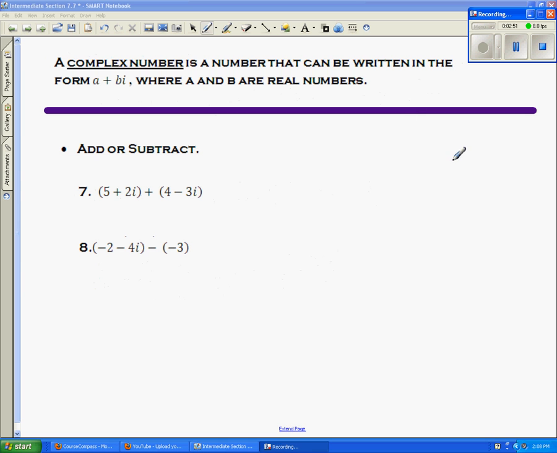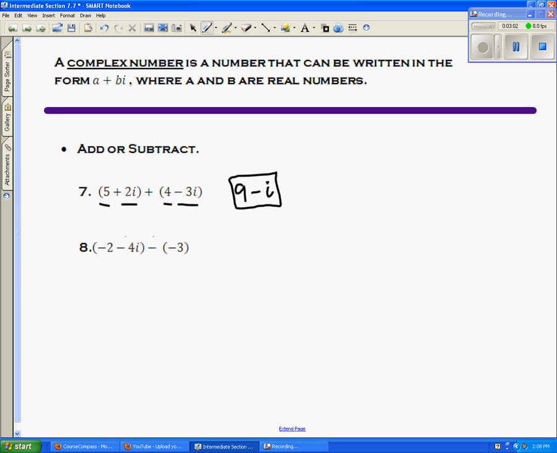Next, we're looking at complex numbers. We're going to add or subtract. It's like adding like terms. So 5 plus 4 is 9, and then 2i minus 3i is -1i. Distribute your negative down here, and that's just pretty much going to change the signs. So don't forget to distribute when you subtract. So a -2 plus a +3 is going to give me just a 1 minus 4i.